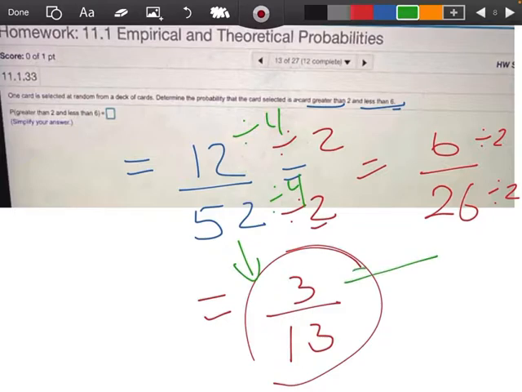And at this point, I know that 3 doesn't go into 13. So right here, this is going to be my final answer. So we'll just say 3 over 13, okay?